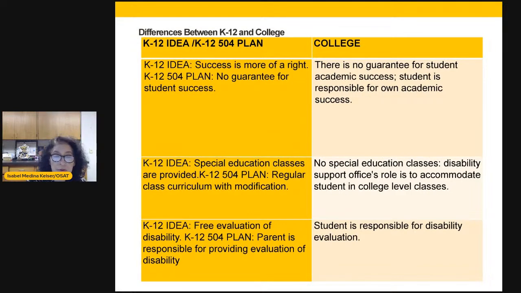In K through 12, there were free evaluations of the disability, but in this situation, the student is responsible for the disability evaluation. We can have our CAPS program, our counseling program, do an actual evaluation for mental health. We will allow documentation from an evaluation from our counseling psych department. But again, it's really important that all the evaluations are done ahead of time, because an evaluation can cost at least $2,000, especially for a learning disability evaluation. So again, it's just great to plan for these kinds of things.